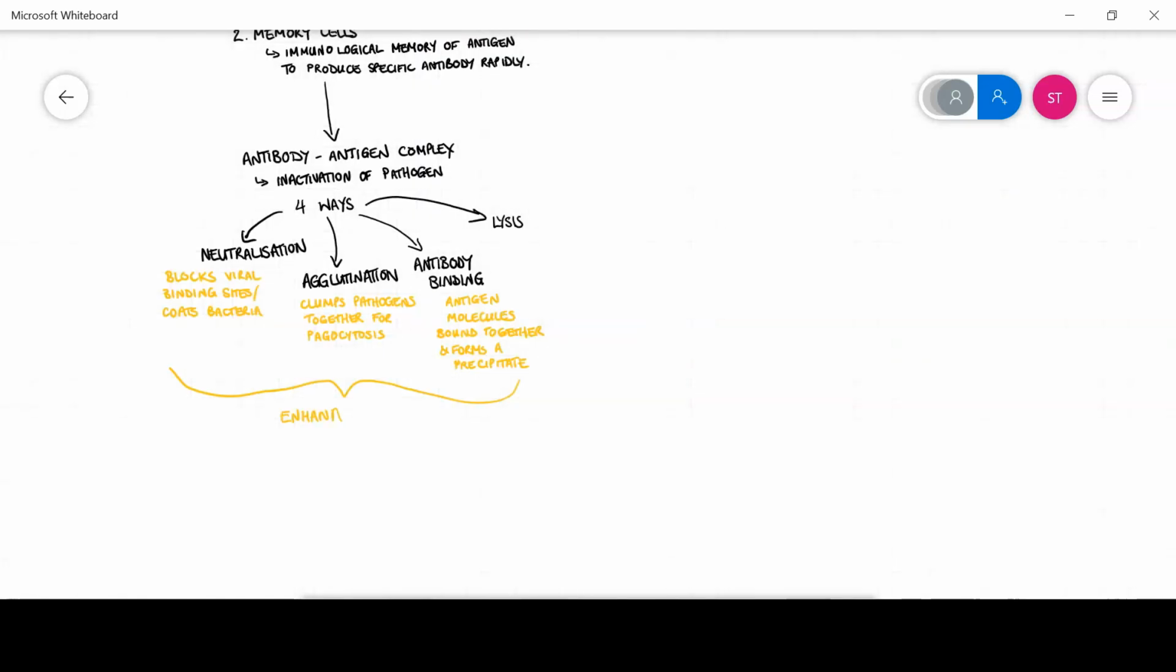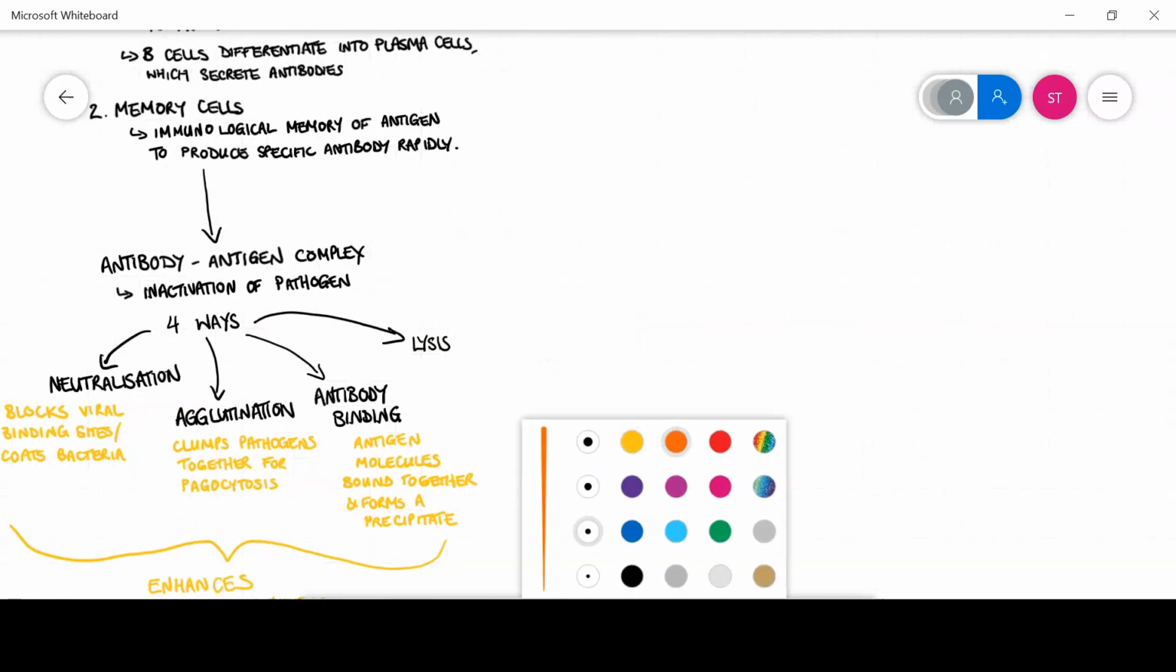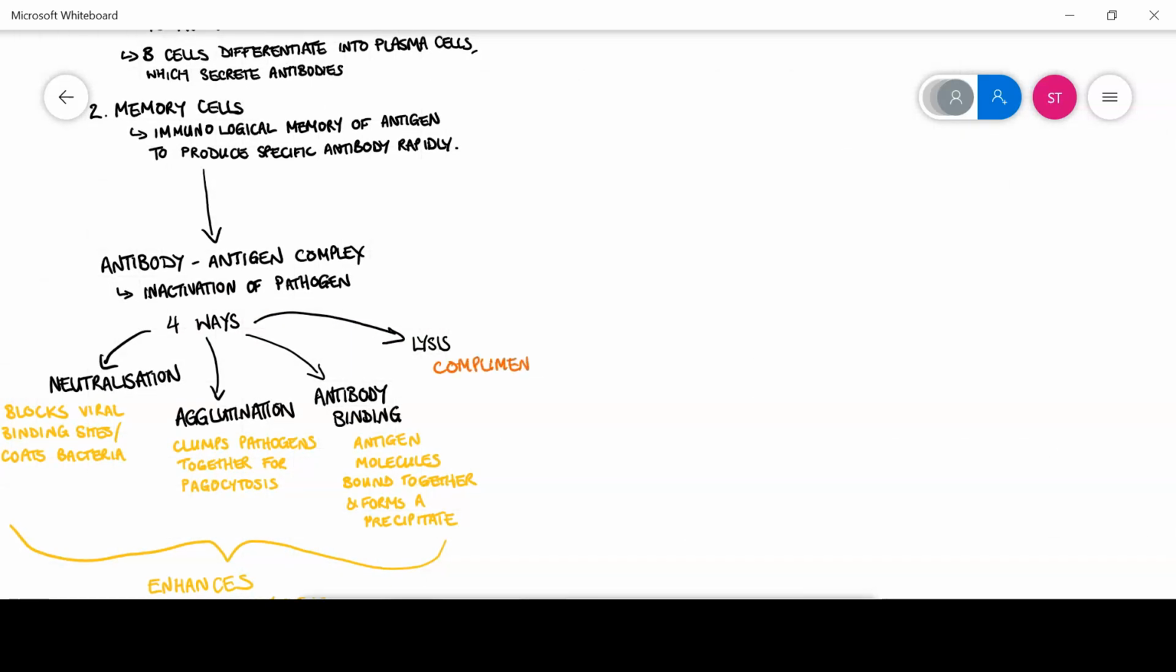Fourth type of action we need to look at is lysis. This mode of antibody action is designed to perforate the cell membrane, which will induce lysis or rupturing of the cell.